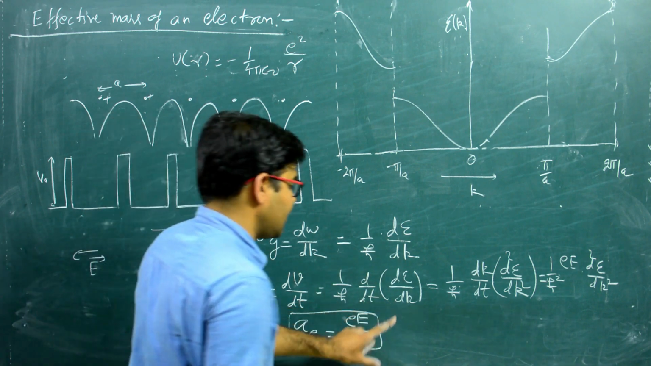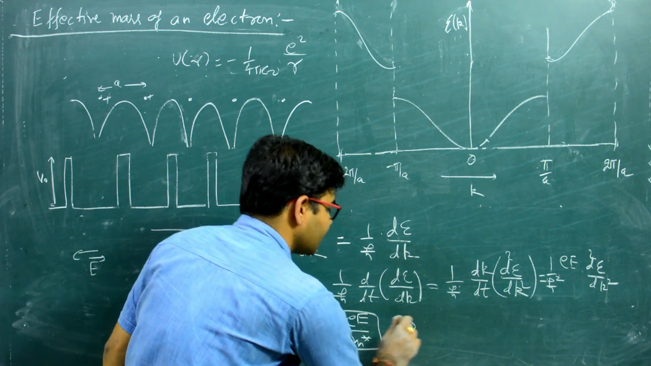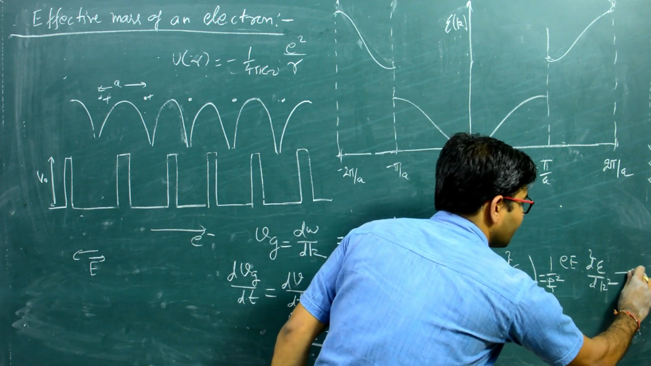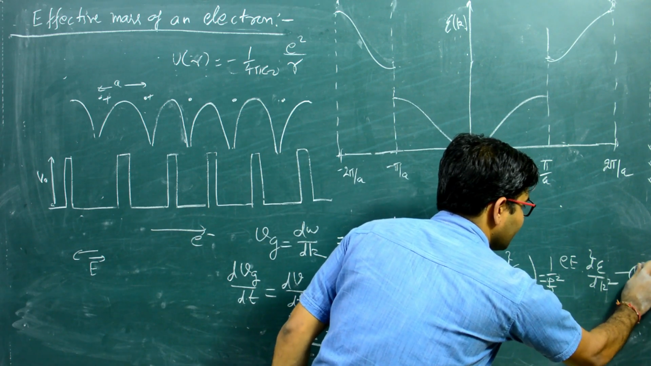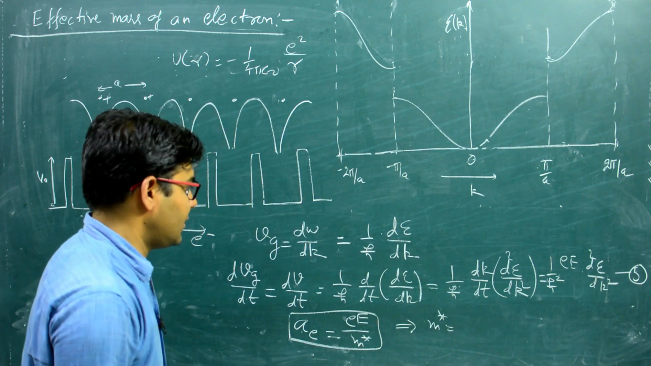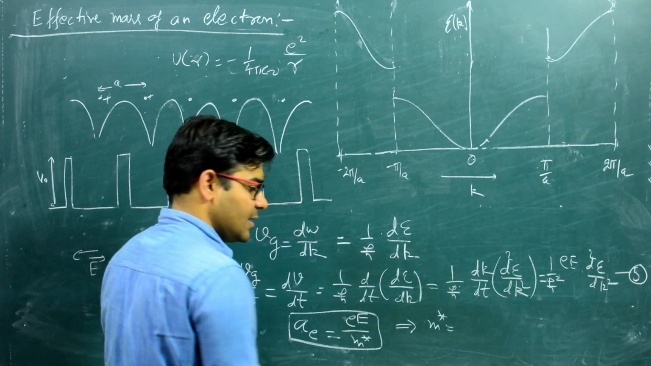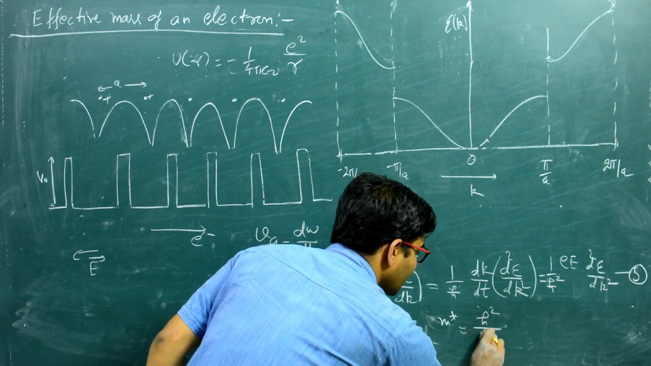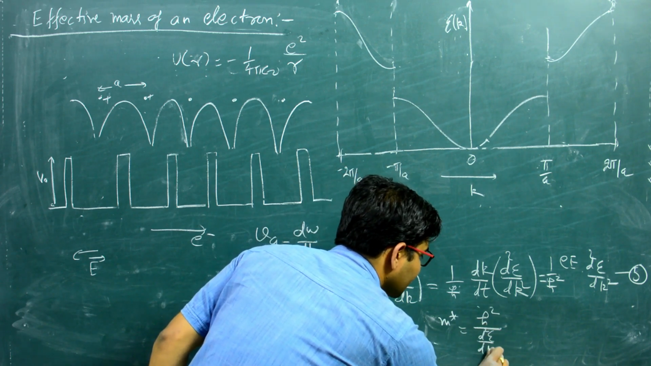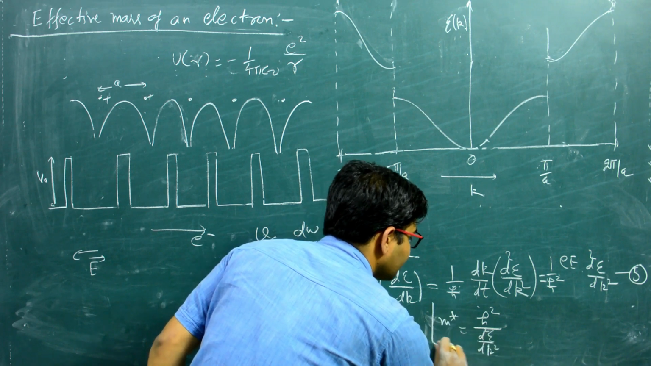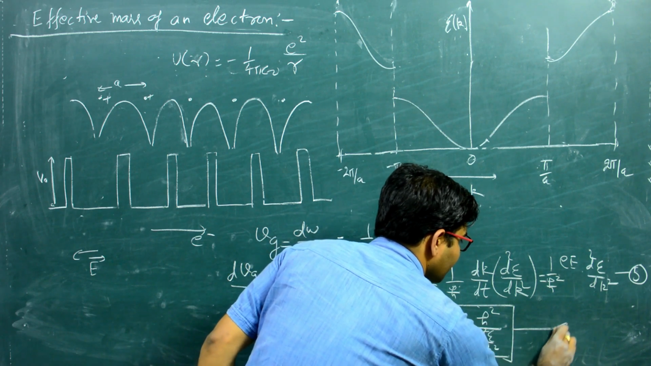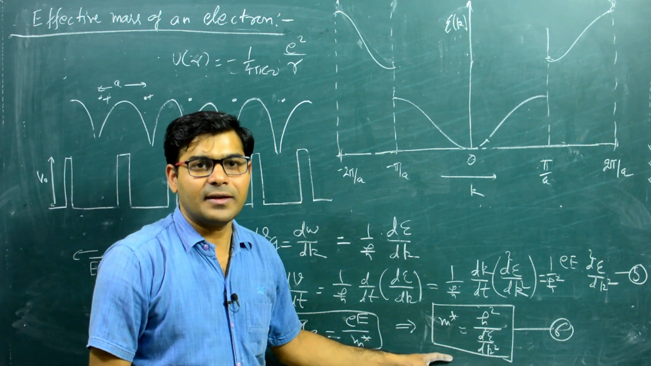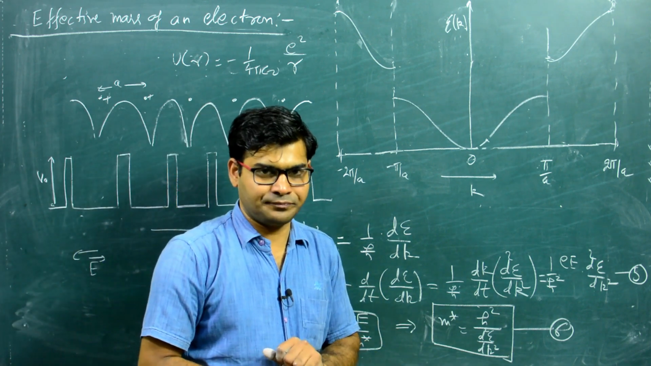So if I read this relation as this, let me put it as 5. If I compare 5 with this standard Newtonian equation, this m star is equal to h cross square divided by d2 epsilon by dk2. So this is what we get as a formula for effective mass.